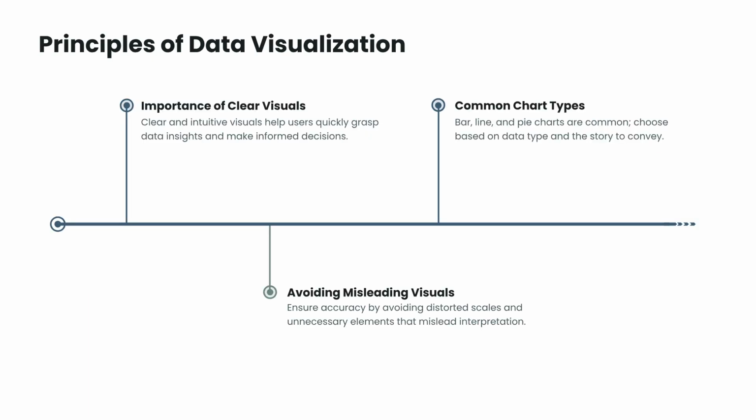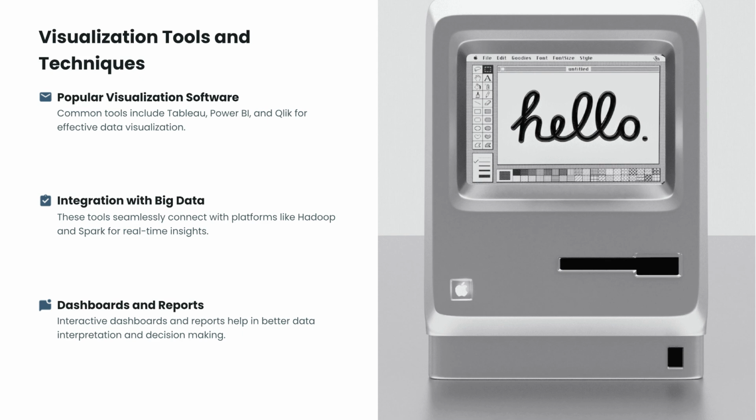Principles of data visualization emphasize clear visuals for informed decisions. Common chart types include bar, line, and pie charts. It is essential to avoid misleading visuals through distorted scales. Popular visualization software includes Tableau, Power BI, and Qlik.